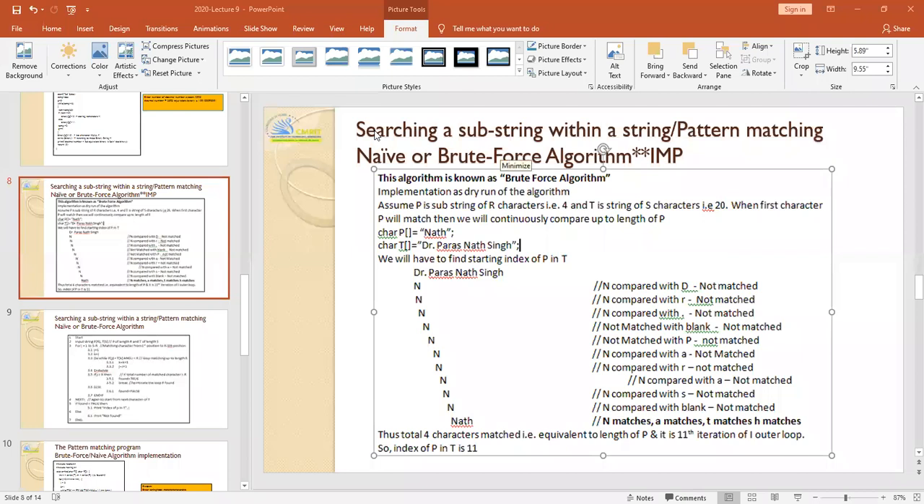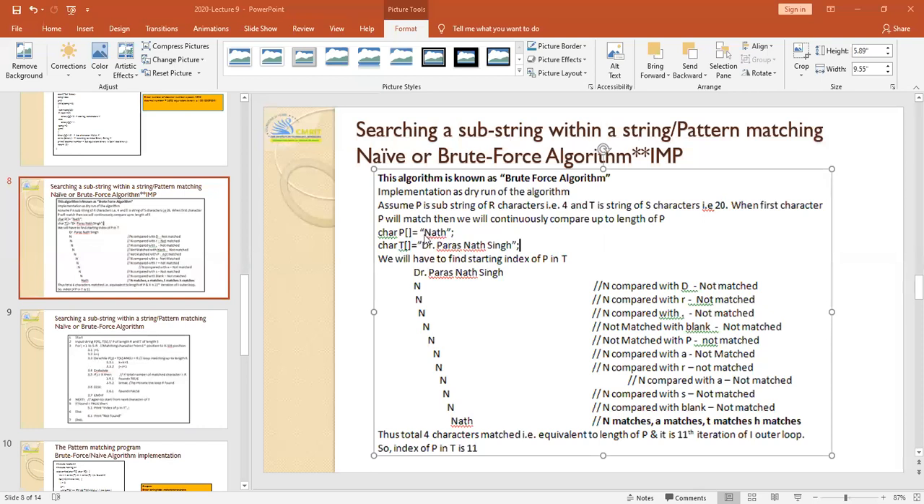So I will be explaining it again, because so many people are coming and going, and this is a very, very important concept. Just see: the complete string is T and the pattern string is P. You are going to search for the pattern in the complete string.